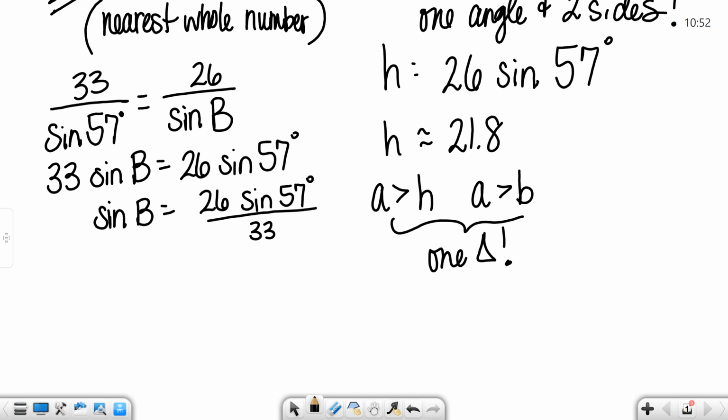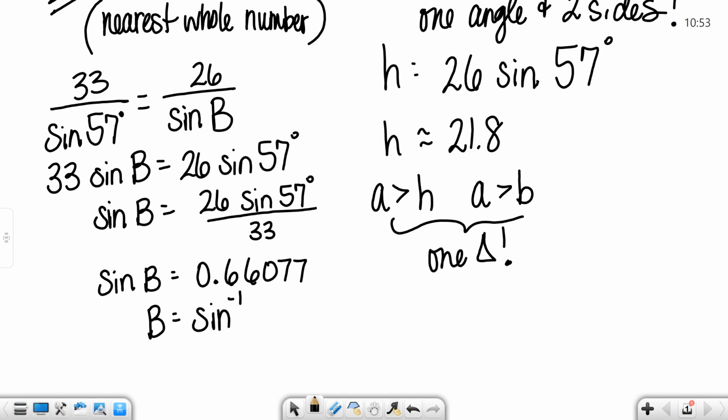A couple ways I can do this. I could get a decimal for the right side: 26 times the sine of 57 degrees, and then divide by 33. I'm going to go several decimal places, just to make sure that I'm good. Now that's not my answer. I need to know what B is. So in order to find that, we do the inverse sine of that decimal to find out what angle B is, and then round it to the nearest whole number. You should get 41 degrees. Actually type that in your calculator. I'm going to give you a second to make sure you got those numbers.